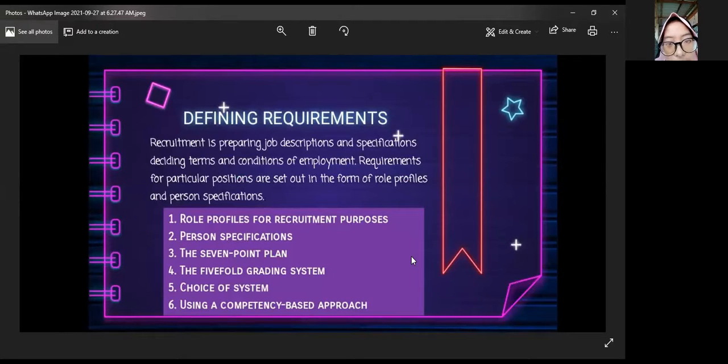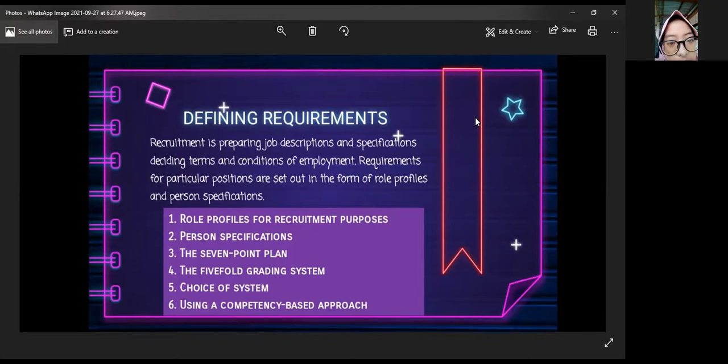So I will explain about defining the requirements. This is preparing job descriptions and specifications, and deciding terms and conditions of employment. Requirements for a particular position are set out in the form of role profiles and person specifications. In this case, the company should know the demand for replacements or for new jobs to be filled, and this demand should be checked to ensure that it is justified. This provides the basic information required to draft advertisements, brief agency recruitment consultants, and assess candidates.